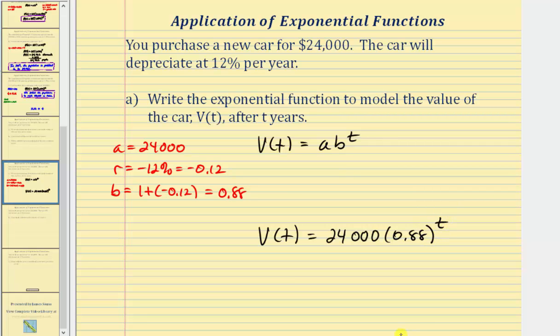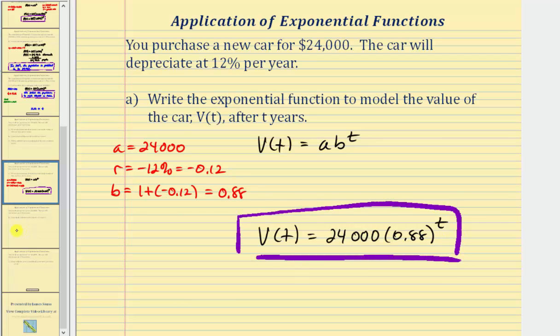So notice here the base is 0.88, which means we have exponential decay. Because the car loses 12% of its value each year, that means it retains 88% of its value, and that's why the base is 0.88.